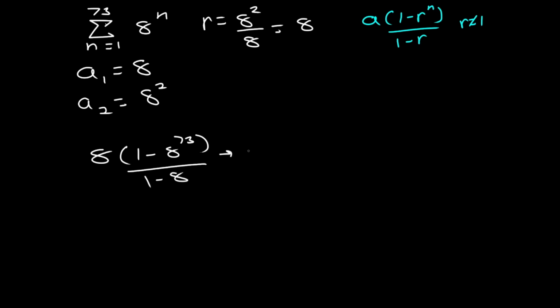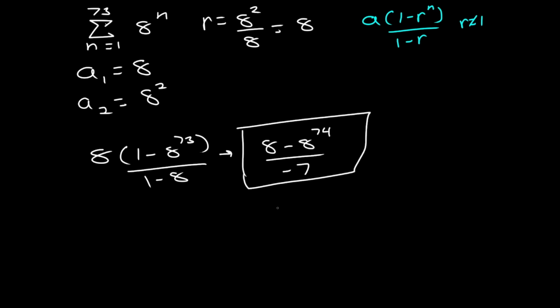From here, we can begin distributing everything. So we can distribute this 8 across this parentheses. We can do 8 times 1, that's going to give us 8. And 8 times 8 raised to the 73 is going to give us 8 raised to 74. And that's all divided by 1 minus 8, which is going to give us negative 7. And that is the sum of this series.